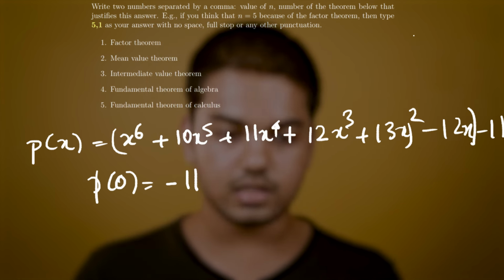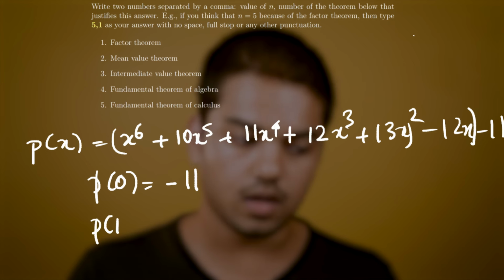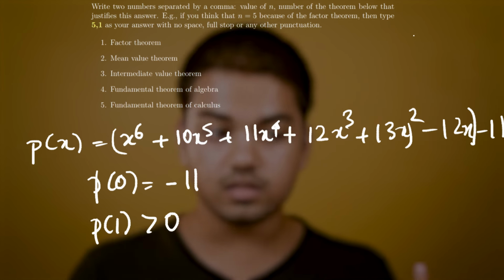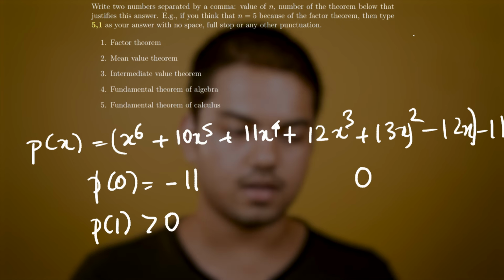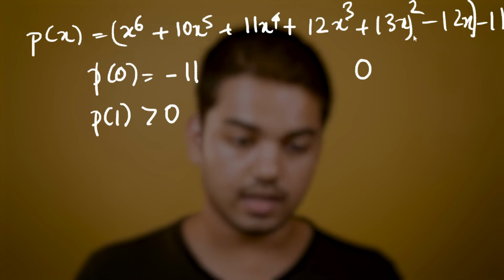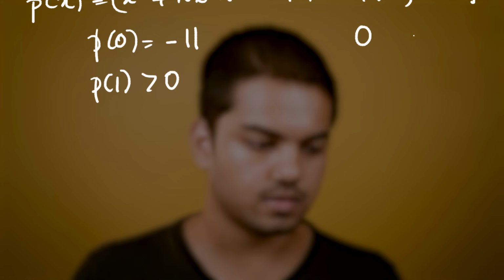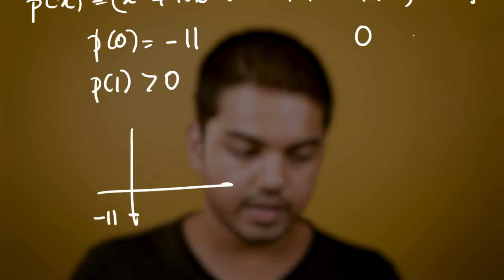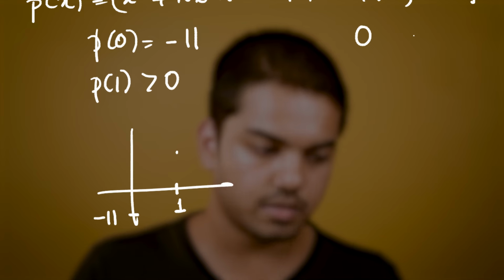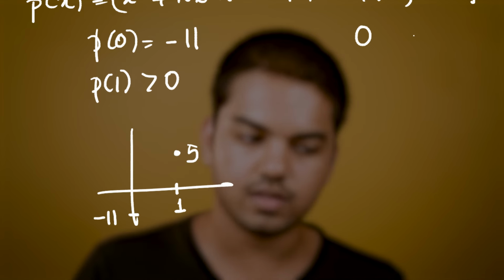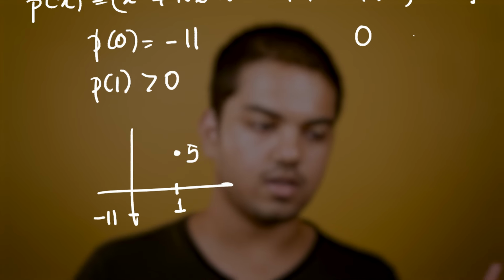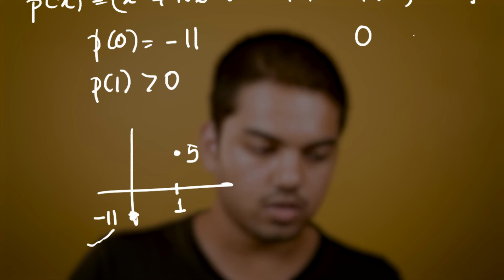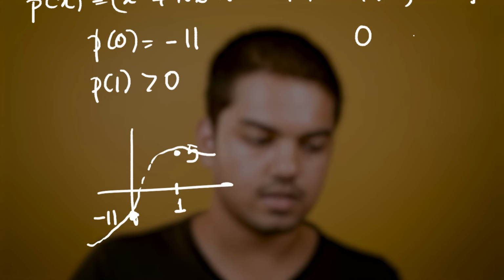What would be great is if somehow p of 1 was greater than 0. That would be really nice, because then our answer would be 0, right? And that's exactly what the intermediate value theorem is. We know that p of 0 is negative 11. If it turned out that p of 1 was something positive, say 5, I'm not saying it is, but for now, let's pretend it is, then the polynomial would have to look something like this, right?